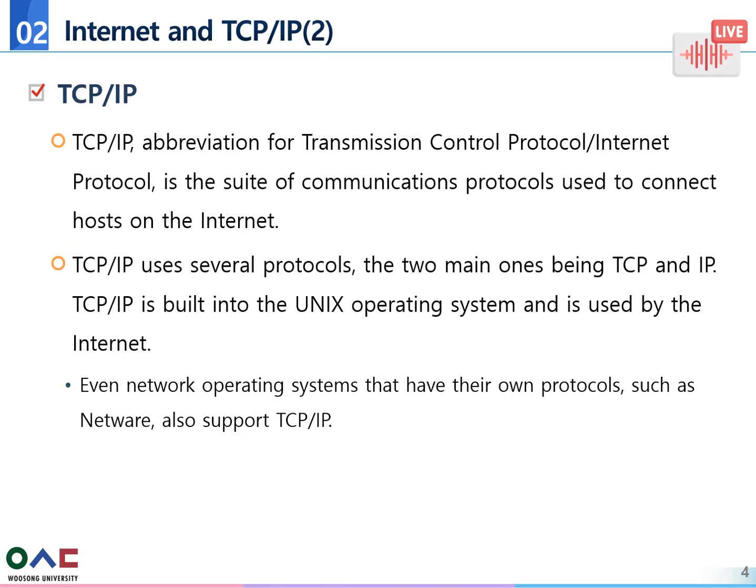TCP/IP. TCP/IP, abbreviation for Transmission Control Protocol/Internet Protocol, is the suite of communications protocols used to connect hosts on the Internet. TCP/IP uses several protocols, the two main ones being TCP and IP. TCP/IP is built into the Unix operating system and is used by the Internet. Even network operating systems that have their own protocols, such as NetWare, also support TCP/IP.